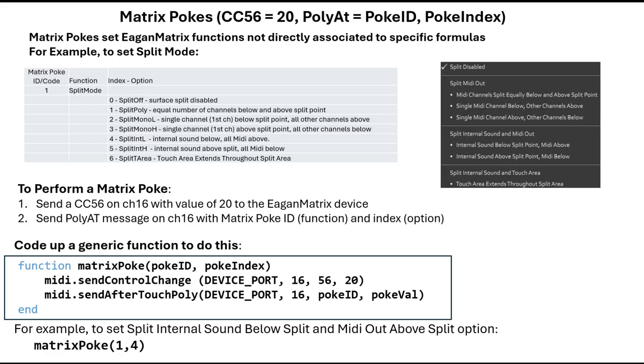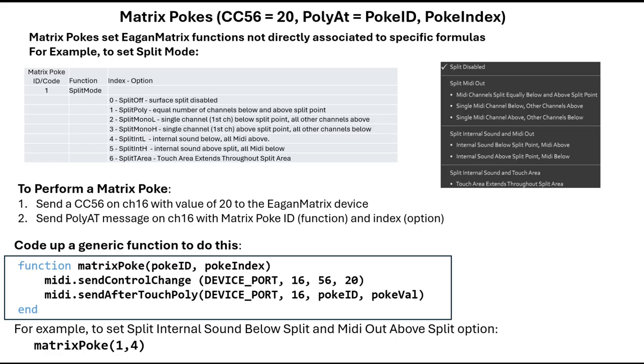Then we have our matrix pokes. So this is a new operation that will allow you to change things, generic operations in the matrix that are not specific to a formula, like for example, changing the split mode. To perform the matrix poke, you send a CC56 on channel 16 with a value of 20. That signals matrix poke data is going to follow.